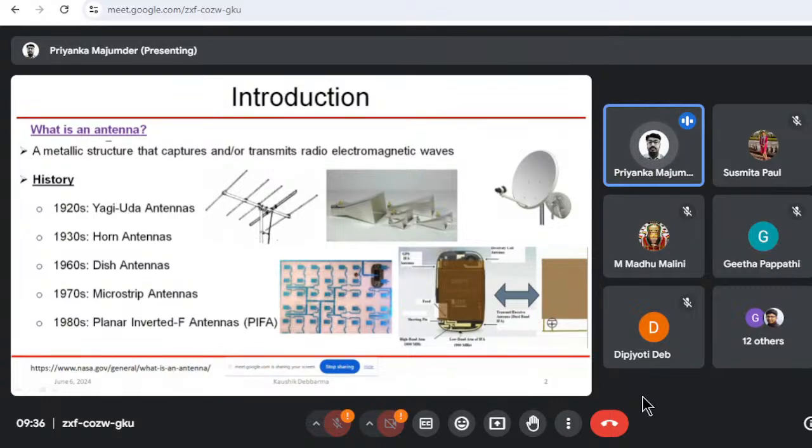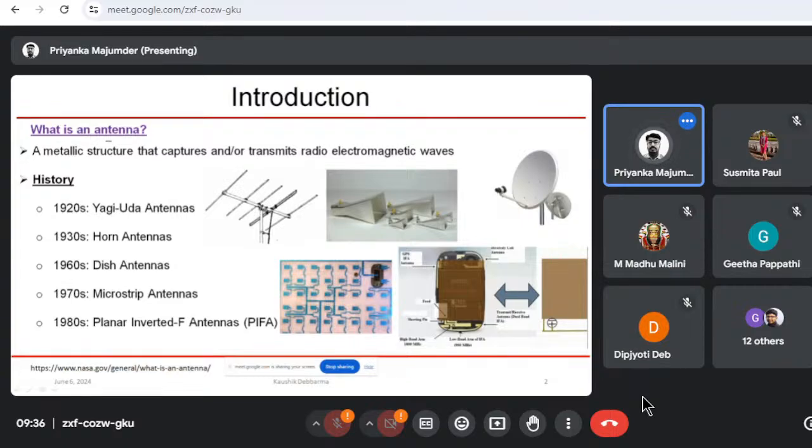Then shortly after that, in the 1930s, horn antennas were developed. The horn antennas, right next to the Yagi antenna, were more efficient antennas which could provide links over greater distances. Then after that, dish antennas were developed in the 1960s. As you can see, that's still pretty common. Now we use it for our direct-to-home television networks.